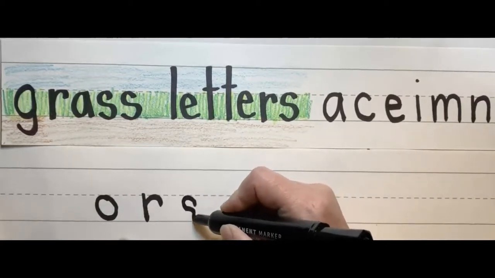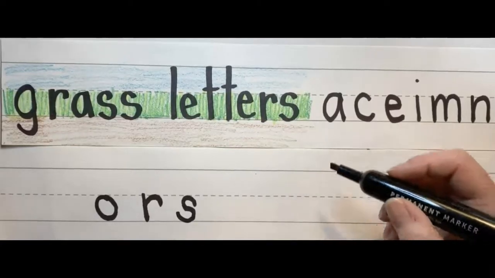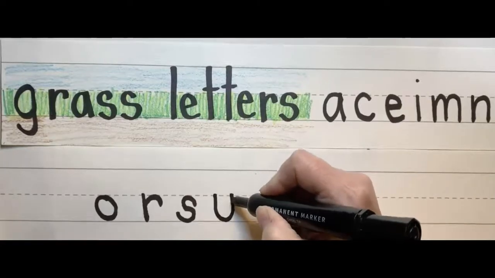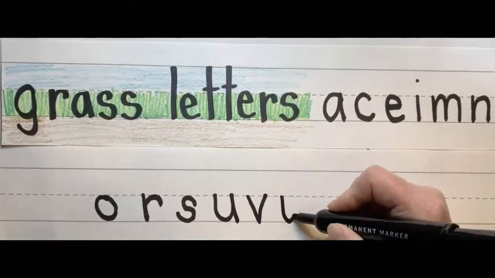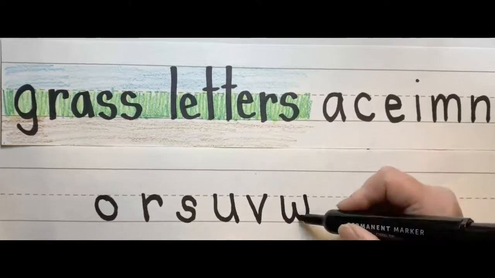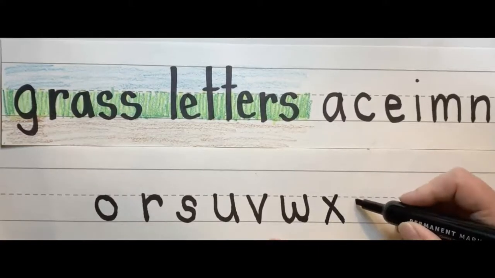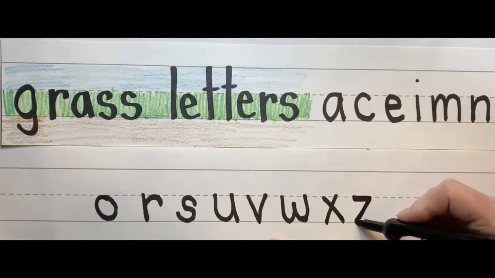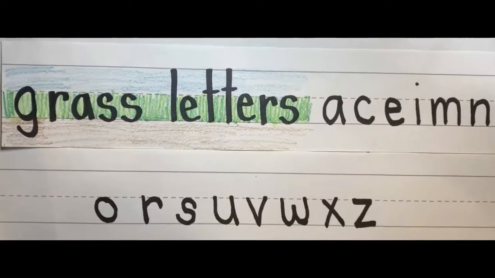S, I go up to that dotted line and rest it on the line down below. S, D, U, V, W, oops, missed that line a little bit there. X, and Z. All parts of these letters are totally in the grass. They don't go up into the sky except for the dot on the I, and none of them have any part that goes down into the dirt. They are grass letters.